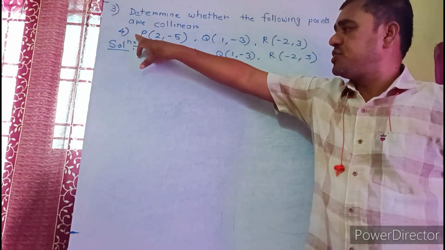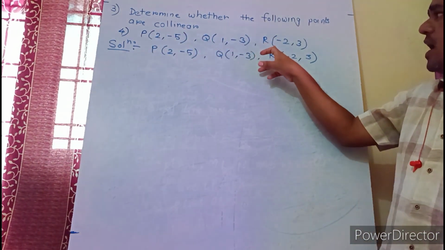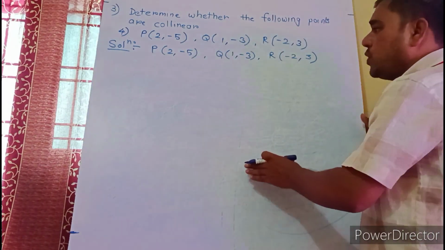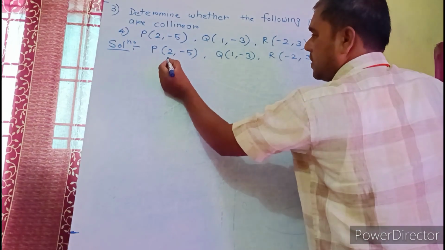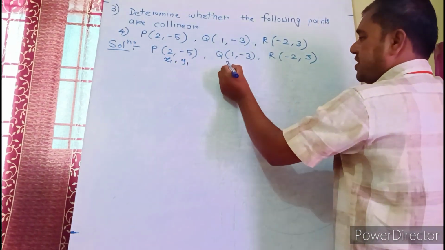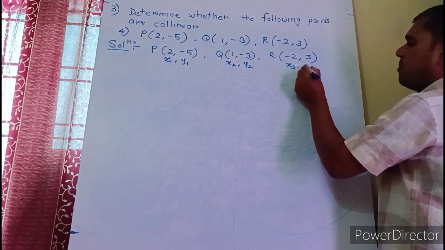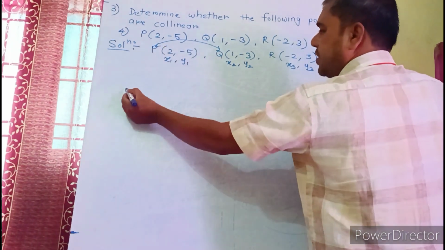Now coming to sub question 4, that 3 points are given, that is point P, Q and R. We have to check whether these points are collinear or not. We have written these 3 points as it is. Now let us consider the point P having coordinate x1, y1, and this coordinate x2, y2, and this as x3, y3. First we have to find the slope of line PQ.